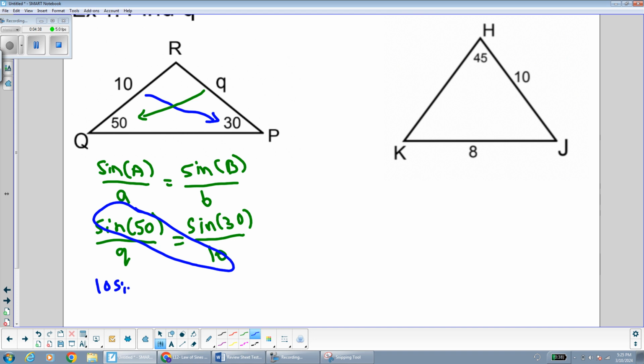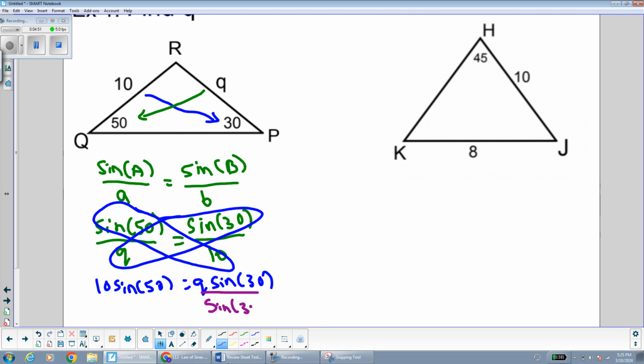10 sine 50 is equal to Q sine 30. My goal is to get Q by itself, so I'm going to divide both sides by sine of 30 degrees in order to isolate the Q.